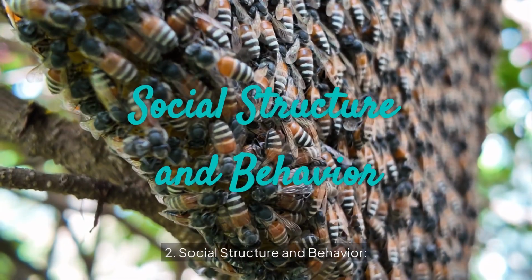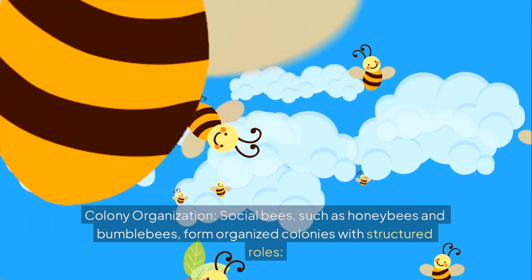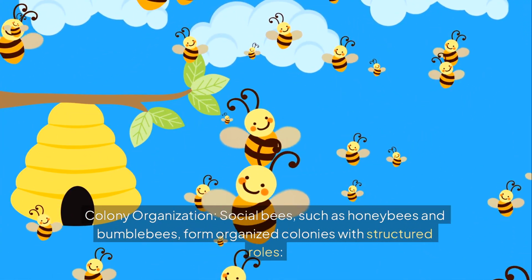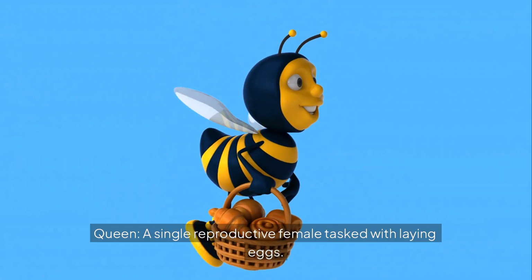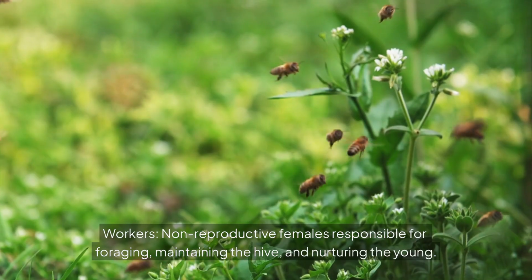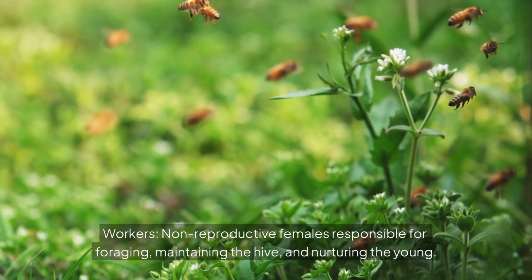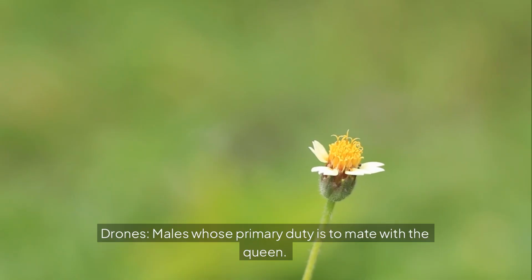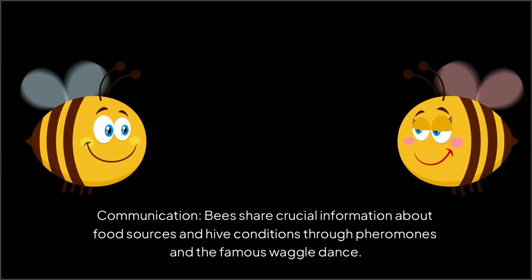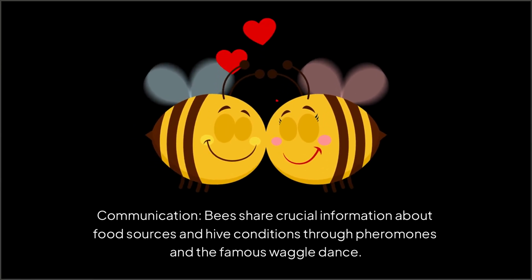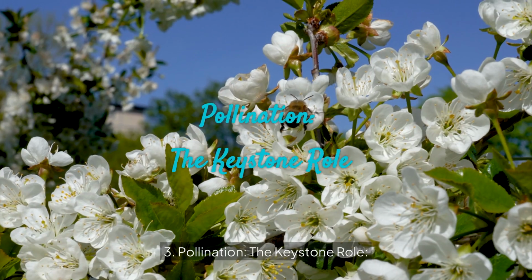Social structure and behavior. Colony organization. Social bees, such as honeybees and bumblebees, form organized colonies with structured roles. Queen, a single reproductive female tasked with laying eggs. Workers, non-reproductive females responsible for foraging, maintaining the hive, and nurturing the young. Drones, males whose primary duty is to mate with the queen. Communication: bees share crucial information about food sources and hive conditions through pheromones and the famous waggle dance.